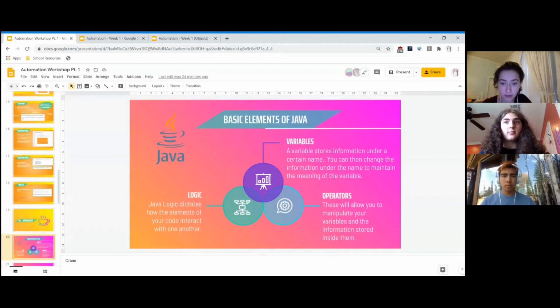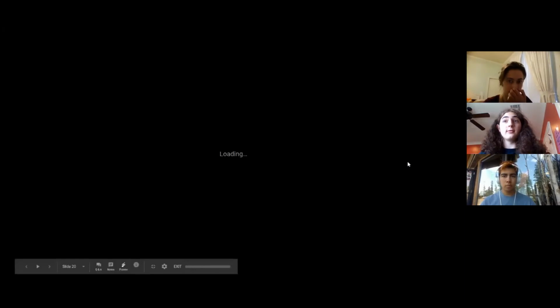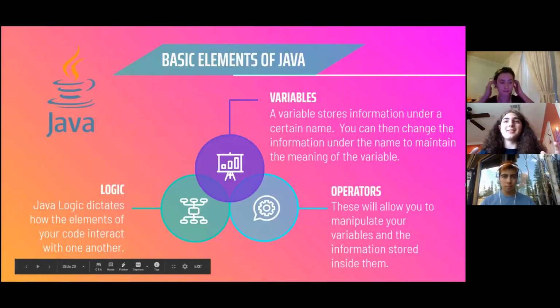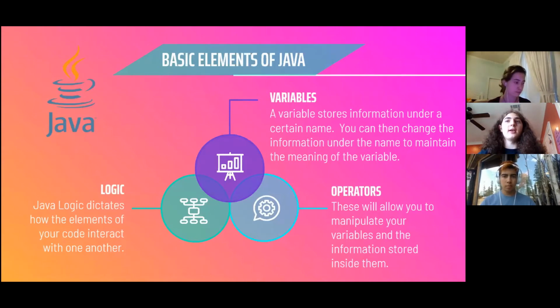All right. So here we've got 3 of the basic elements of Java. The thing that most of your code is going to be built on is variables. A variable is just a piece of information that's stored along with a name. For example, you could have a variable for however many apples are on this table. You could say this variable is called number of apples and it contains the information 5. So you're saying that there are 5 apples.